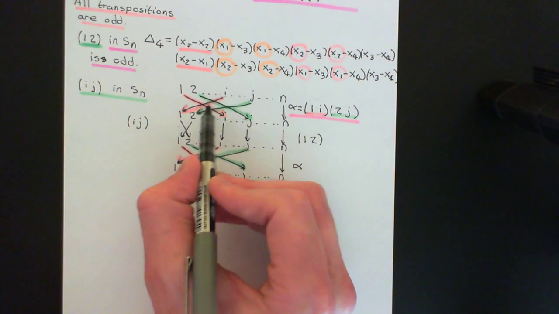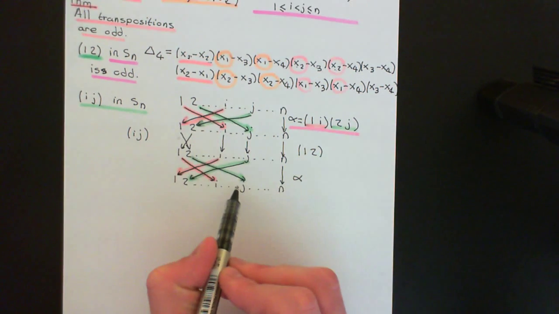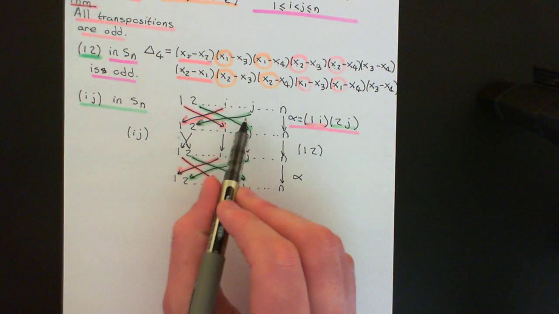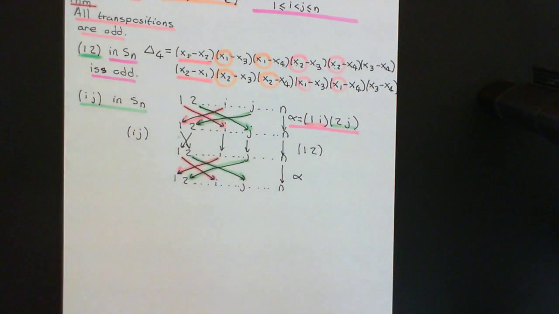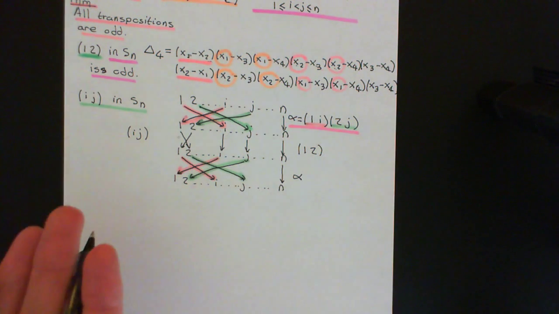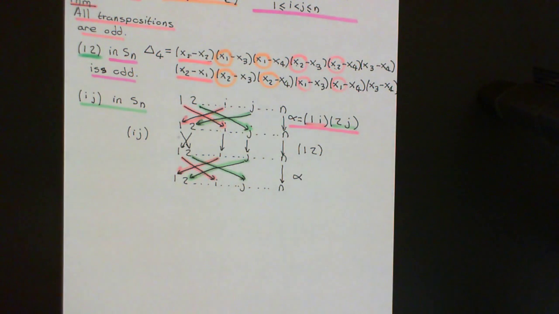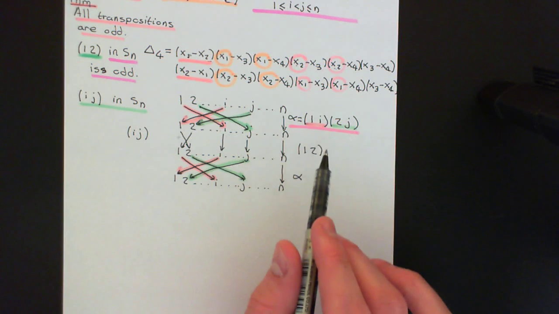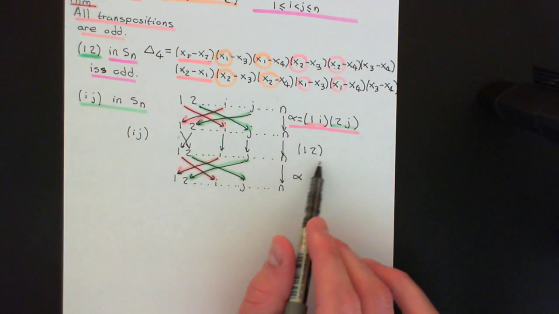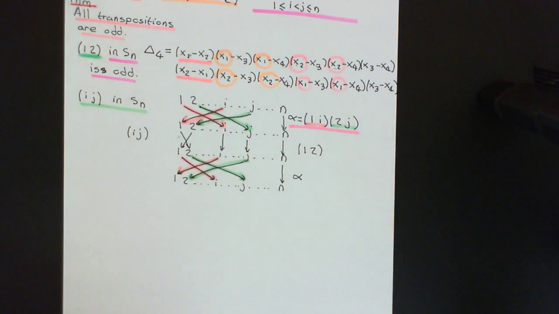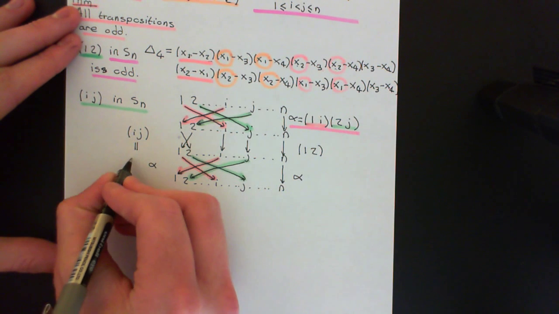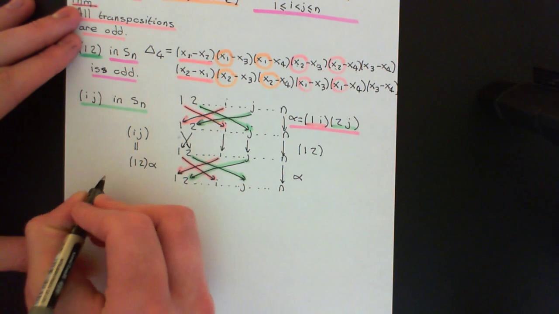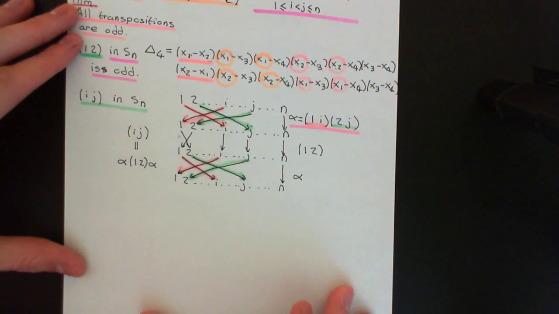Now let's look at i. i goes to 1, goes to 2, goes to j. It's looking good. Where does j go to? j goes to 2, goes to 1, goes to i. Excellent. So what I've managed to do here is decompose the transposition of i and j into alpha composed with the transposition of 1 and 2, and then composed with alpha again. So I can write this like so. Firstly you perform alpha, then you perform the transposition of 1 and 2, and then you perform alpha again.